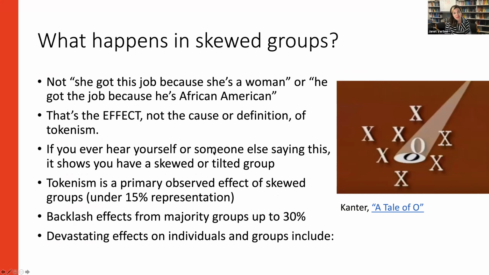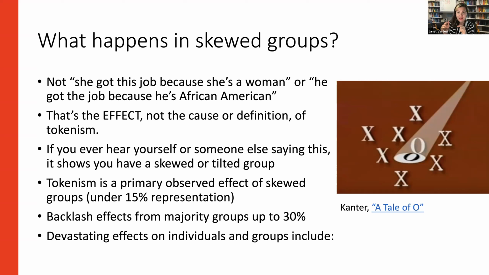So here's what happens in skewed groups. In skewed groups, you get what's called tokenism, which is where that individual sticks out, like the O in this picture of X's. You can't help but notice the O. And this is one of the instructional videos that Kanter produced to explain this in business circles. So what happens is, it's not the tokenism. It's like, oh, this person got that job because she's the token woman or he's a token African American. That's the effect of tokenism. Actually, those people had to work extremely hard to get into that position, battling all the status interaction problems along the way.